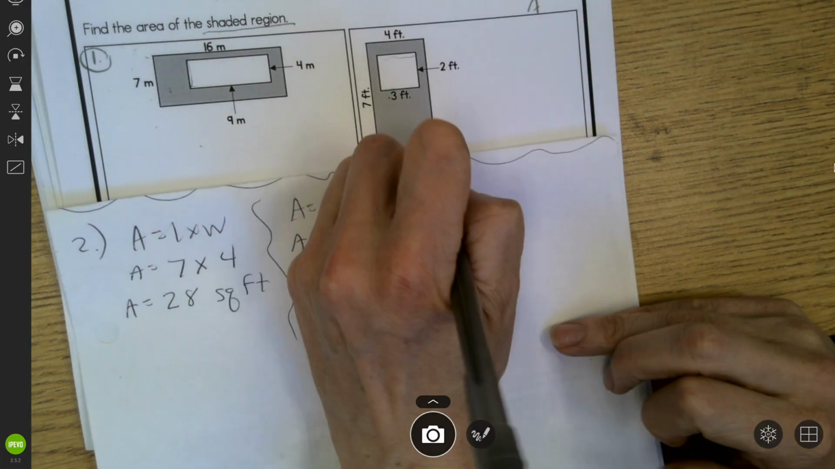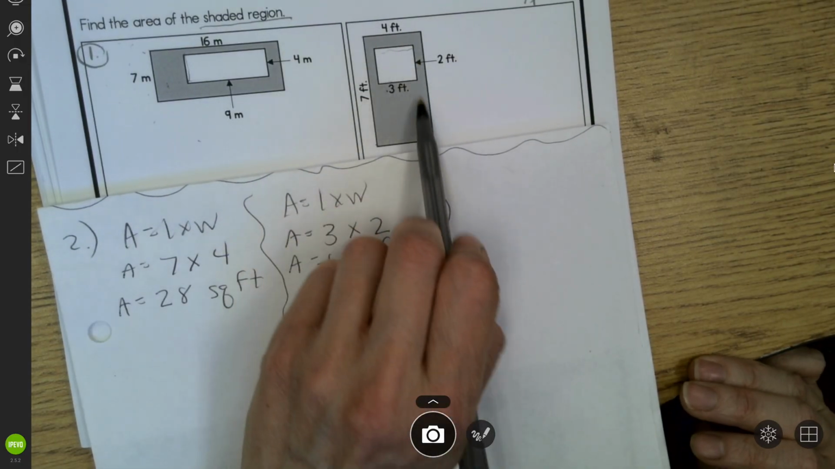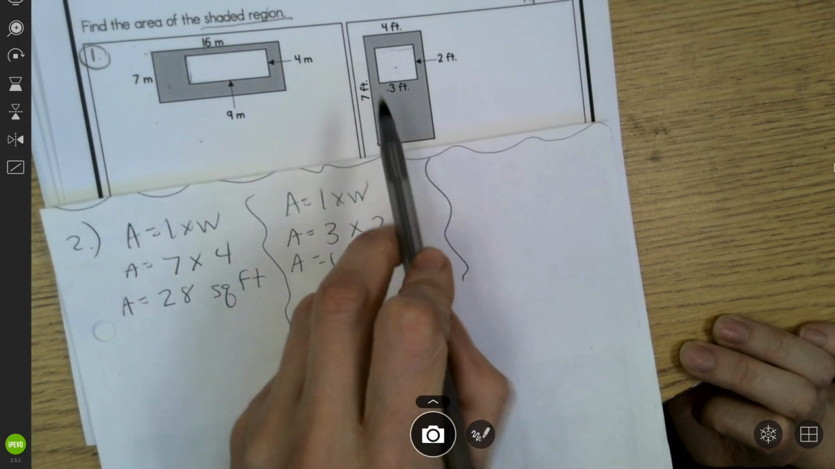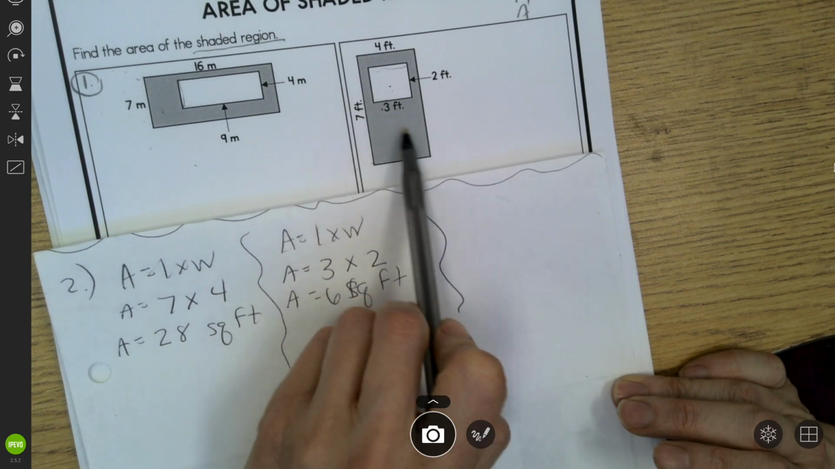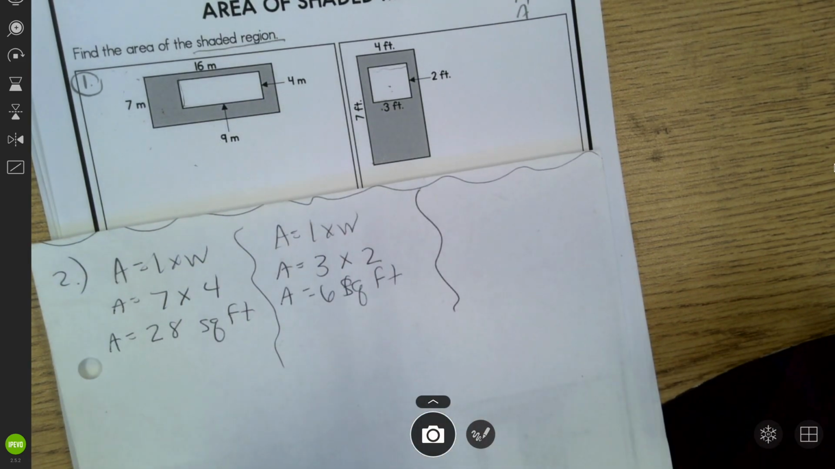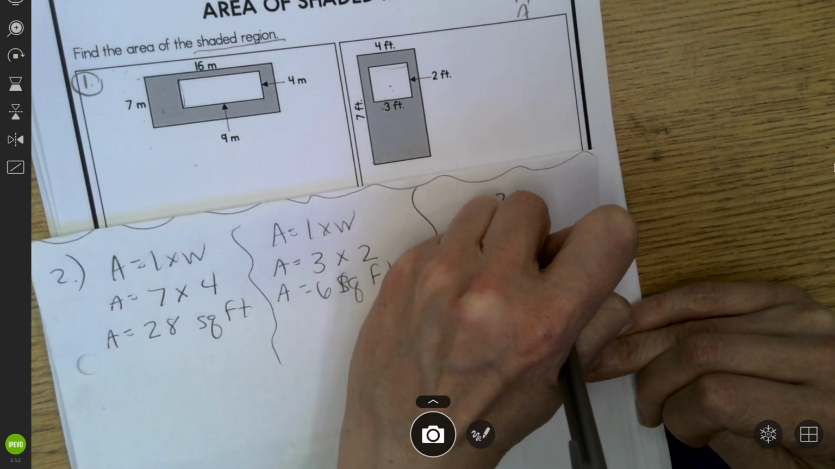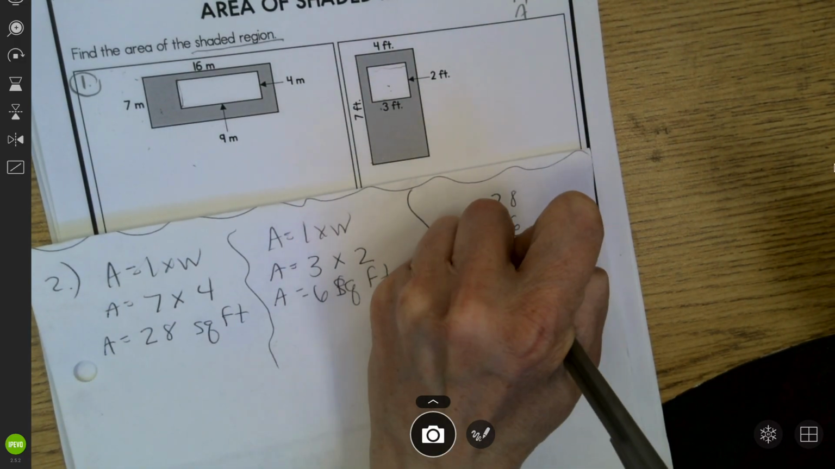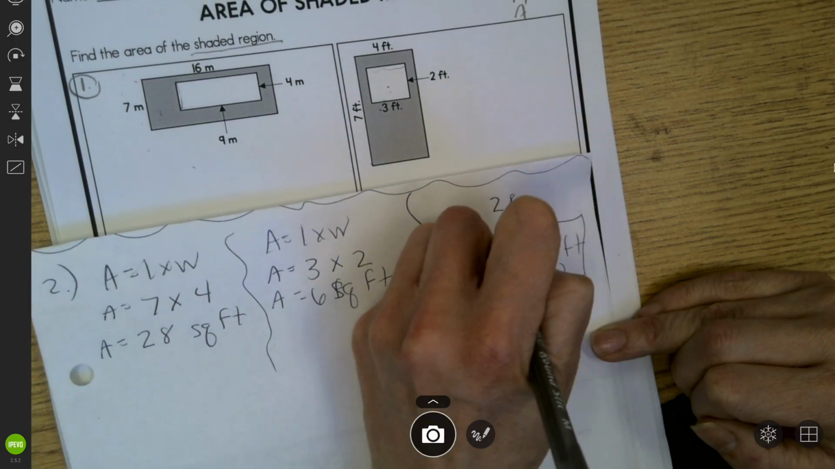Okay. And now, again, we just want the area of the shaded region, of the gray portion. So we need to subtract. We need this out of here, because if we're getting paint and we only want paint for this shaded region, we don't want to pay for this white part. So we want to take it away. We want to subtract it. So we have 28 minus 6. Starting in the ones place, 6, 7, 8, 2. 22 square feet is my answer.